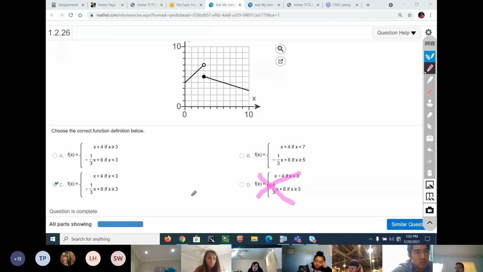So now let's look at the domain. 0, 3. So this says greater than 3. That's not right. That's not right at all. So that one's out. Okay, this one says less than 3. That's okay. This one says 7. I don't know, where'd they get 7 from? What am I showing you here? Somebody tell me what I'm showing you.